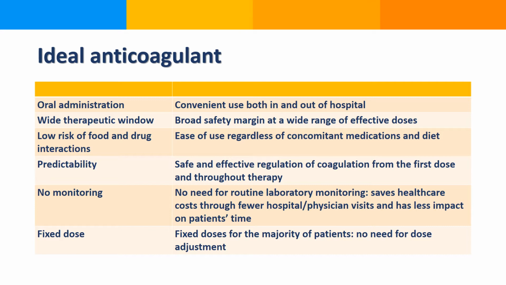Anticoagulants are the mainstay of cancer-associated thrombosis therapy. An ideal anticoagulant must be convenient for oral administration, has a wide therapeutic window, has a low risk of food and drug interactions, has safe and effective regulation of coagulation from the first dose and throughout therapy, exhibiting a predictable response, no need for routine laboratory monitoring, and with a fixed dose for the majority of patients with no need for dose adjustment.